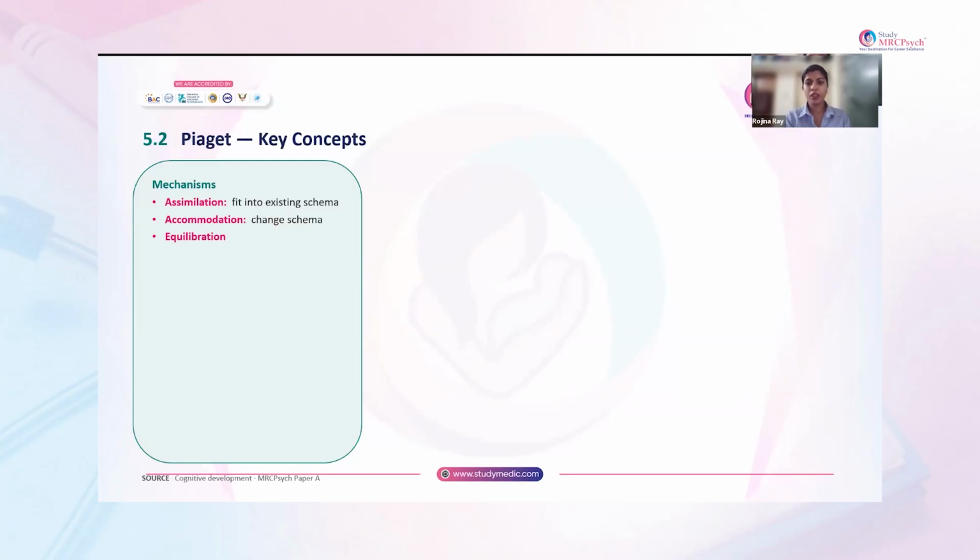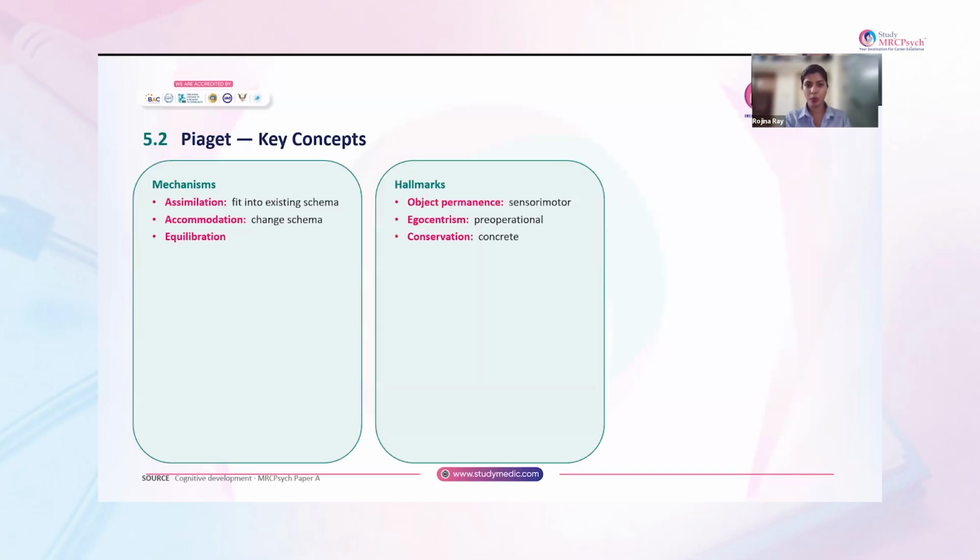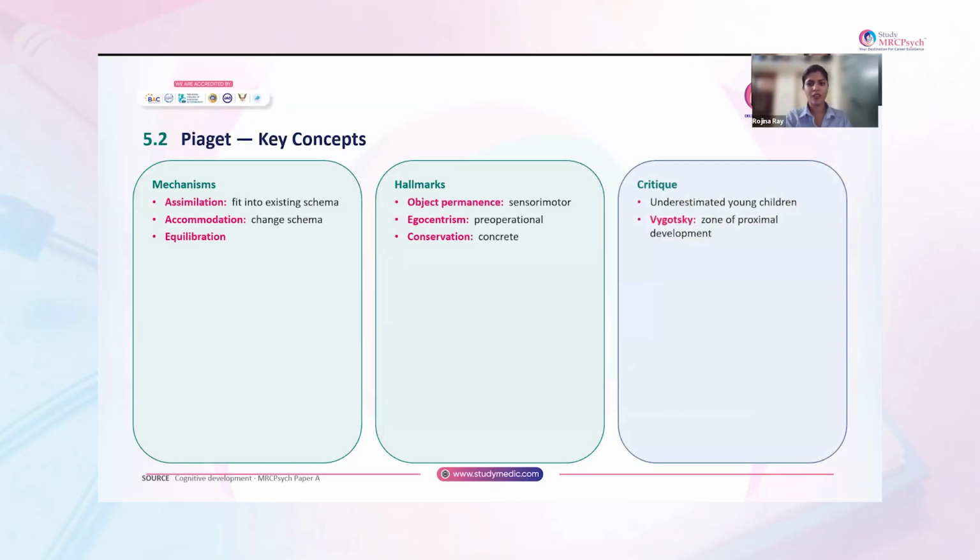And for the exam, you need to pair the hallmark with the stage. Object permanence, that is knowing a hidden toy still exists, is the hallmark of the sensorimotor stage. Egocentrism, the inability to see others' perspective, is a hallmark of the pre-operational stage. As I mentioned, read about the 3-mountain task. And conservation, that is grasping that the quantity stays the same despite changes in its appearance, defines the concrete operational stage. A common criticism of Piaget's tasks was that they were very complex, and children may actually possess these abilities earlier than he proposed.